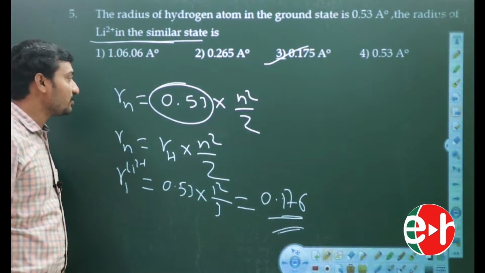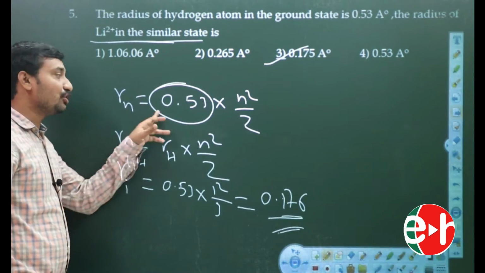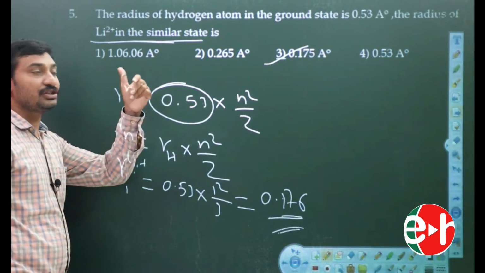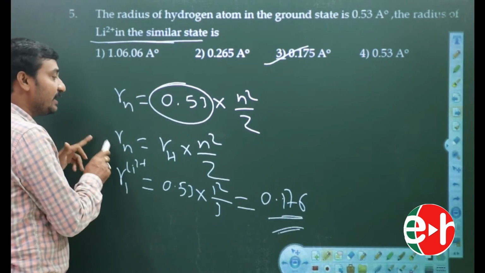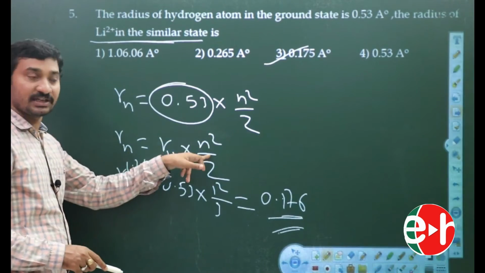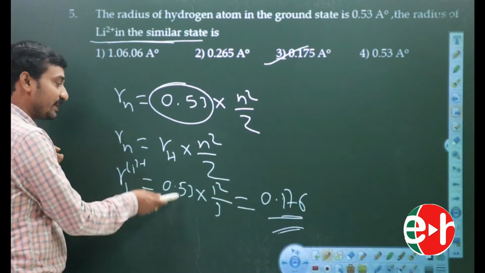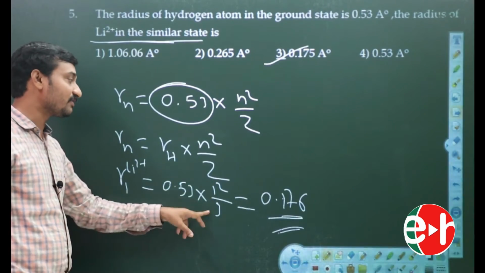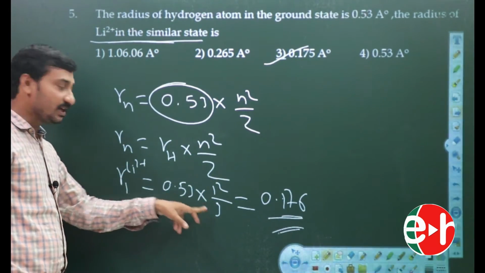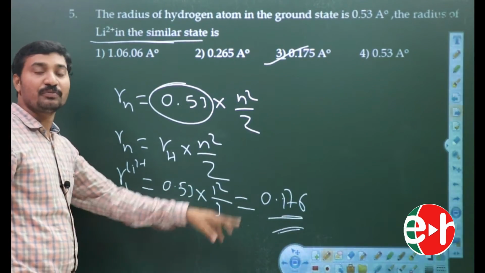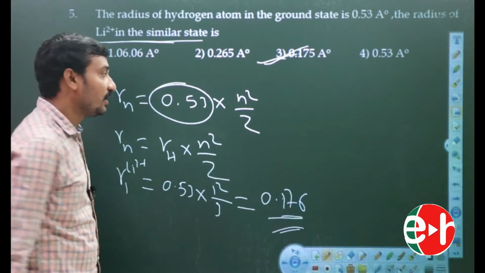So 0.176 is the right answer. Why? Because this value indicates RH, the radius of hydrogen atom. Actually it is 0.529, but here the particular value 0.53 is given, so we take 0.53. We can generally use the equation Rn is equal to RH into n square by z. No problem, you can take 0.53 into n square by z. N value same orbit, so 1 square, z value lithium 3, so 0.53 by 3 is 0.176. Hence this is the right answer. Okay, now next one.